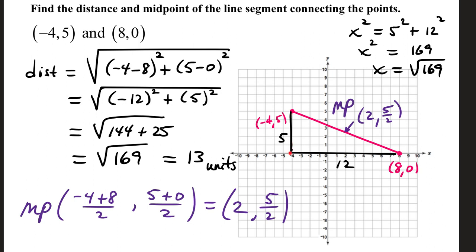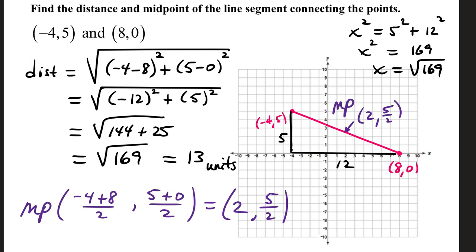Notice that this vertical leg 5 matches this difference in y's. This horizontal leg of 12 matches the horizontal distance from negative 4 to 8. And that's all subtraction is. It's the distance between two numbers. 5 minus 0 has a distance of 5. 8 minus negative 4, that has a distance of 12.